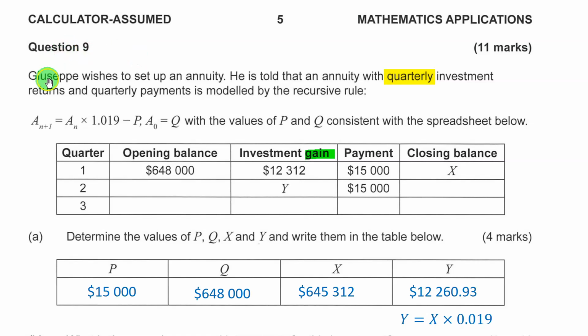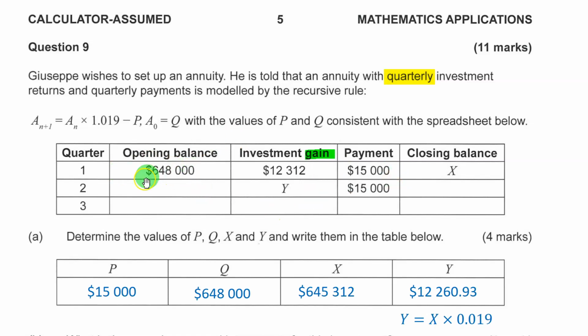So, question 9. Giuseppe wishes to set up an annuity. He's told that an annuity with a quarterly, so I've highlighted that to remind myself we're doing things quarterly, is modeled by this recursive rule. The next term is the one before times 1.019 minus P, so that's how much he's taking out, starting off with Q. And the values of P and Q are consistent with this spreadsheet.